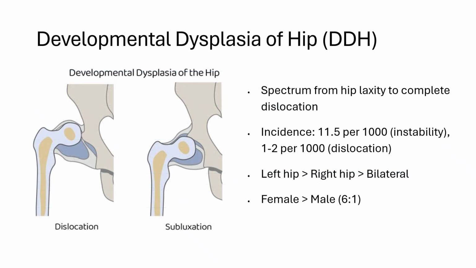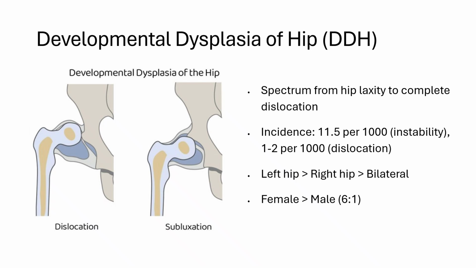Developmental dysplasia of the hip represents one of the most critical conditions you'll screen for in every newborn because early detection dramatically influences long-term outcomes. Think of DDH as a spectrum where the ball and socket relationship of the hip joint becomes disrupted in varying degrees. At the mild end, you have simple hip laxity, where the joint feels loose but maintains proper positioning. At the severe end, complete dislocation means the femoral head sits entirely outside the acetabulum.